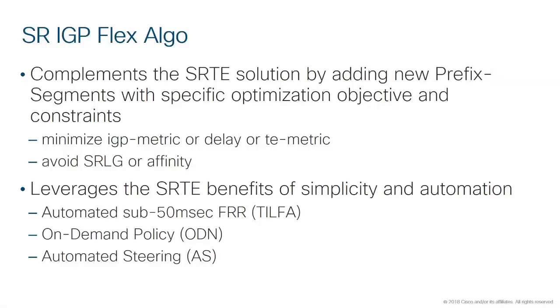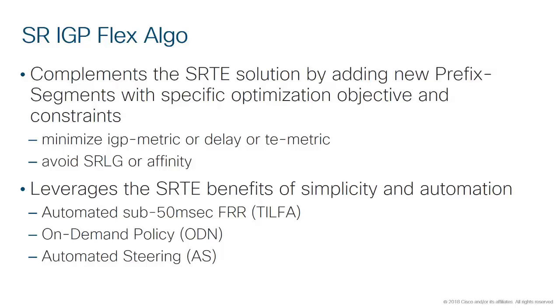So segment routing IGP flexible algorithm complements the segment routing TE solution by adding new prefix segments with specific optimization objective and constraints. For example, minimize the IGP metric, minimize the delay, or minimize the TE metric. Avoid an SRLG or a TE affinity. You're going to see that, in the spirit of segment routing, we try to do few things, but design them very well so that they are reusable across use cases.